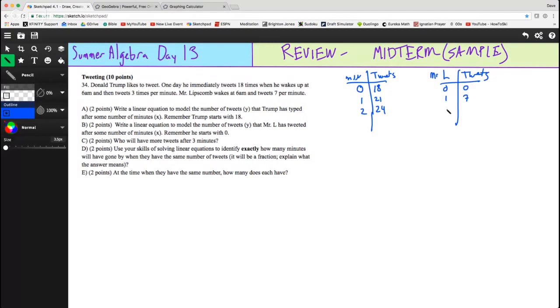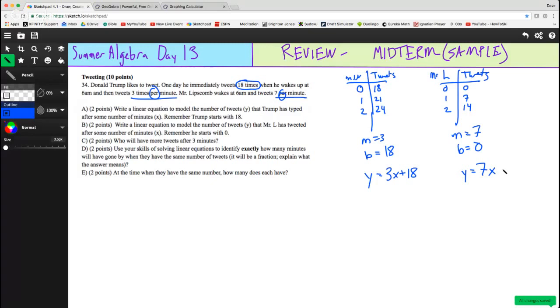So we need to write a linear equation for Mr. Trump. Well, if it's 3 times per minute and Mr. Lipscomb is 7 times per minute, we know that's a rate. But Trump starts with 18 and Mr. Lipscomb starts with 0. So Mr. Lipscomb has a slope of 7 and a y-intercept of 0. Mr. Trump, on the other hand, has an m of 3 and a b of 18. So Mr. Trump is y equals 3x plus 18, and Mr. Lipscomb is y equals 7x.